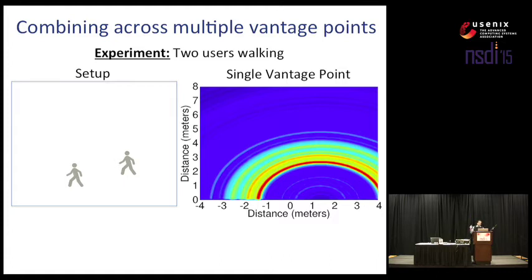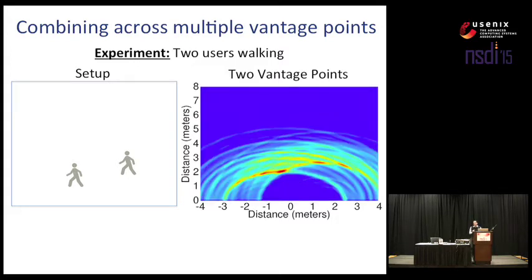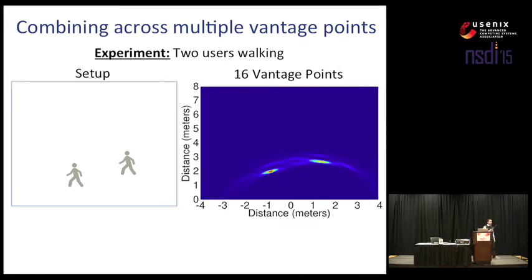Now this is the output that we get with one vantage point, and if we add another one, this is the output that we get, and if we add 16, this is the output that we get. Now we are clearly able to get the two people's locations, and we will be able to localize them. And the more vantage points we add, the higher our accuracy of localization is going to be. Great, so this gives us a way to eliminate the indirect reflections.